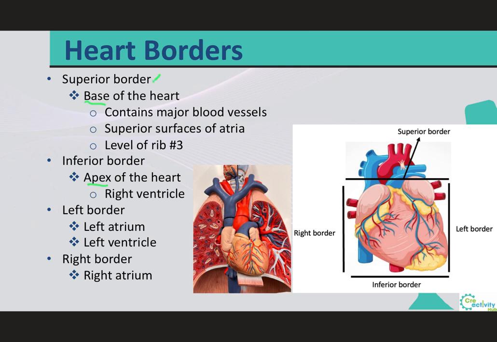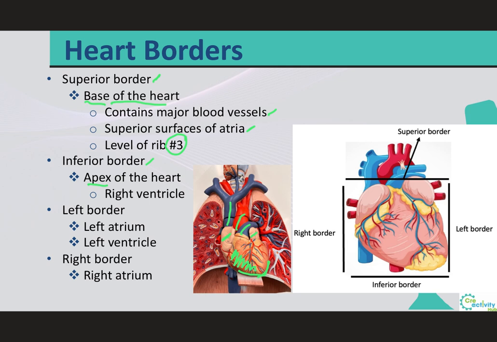On the superior border, we have, like I said, the base of the heart, which will contain the major blood vessels, like, for example, the superior vena cava, the aorta, and the pulmonary trunk. It will also contain the superior surfaces of the atria, and since it is the top part of the heart, it will be located around rib number 3. Next, we have the inferior border, which will contain the apex of the heart and most of the right ventricle as the heart sort of slides to the left.